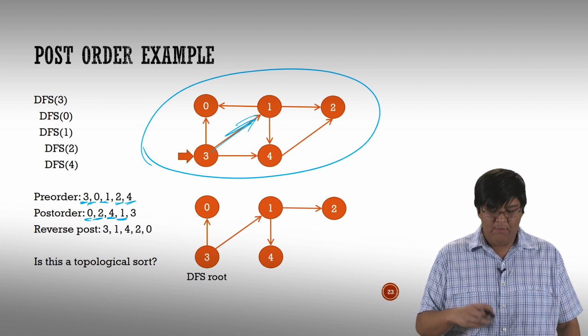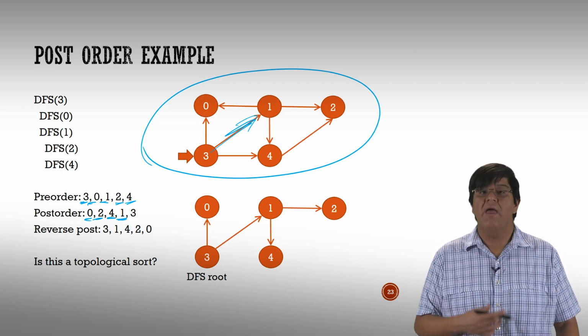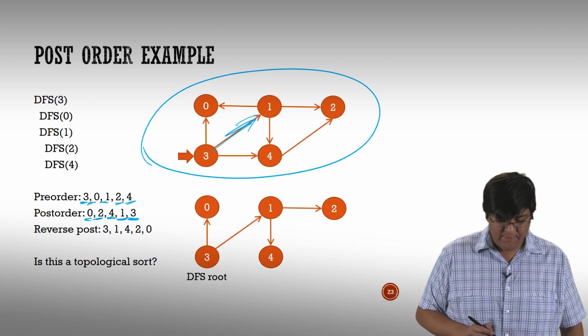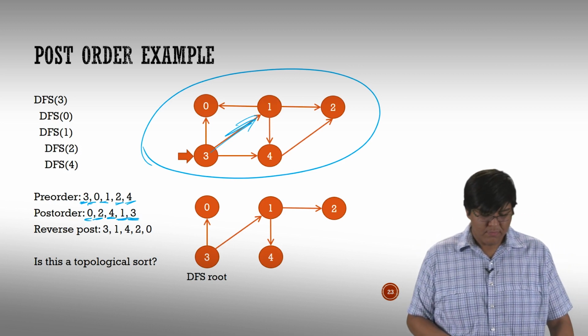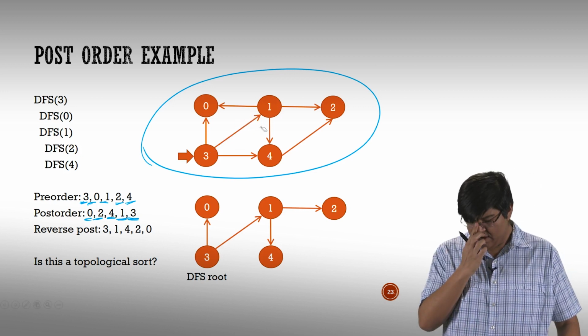I roll it back to 3. Well, 3 is already finished with 0. It's already finished with 1. 4 is already marked, so I'm done with it. Now 3 is finally done. So now I write down 3. So this is my post-order traversal. So 0, 2, 4, 1, 3 is my post-order traversal of this graph.